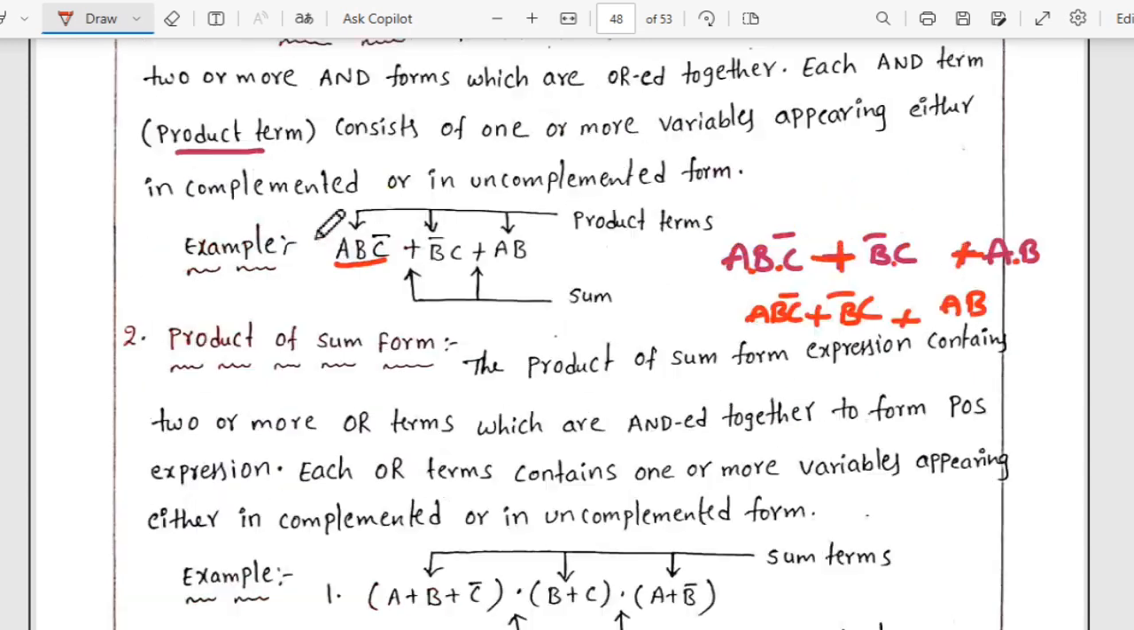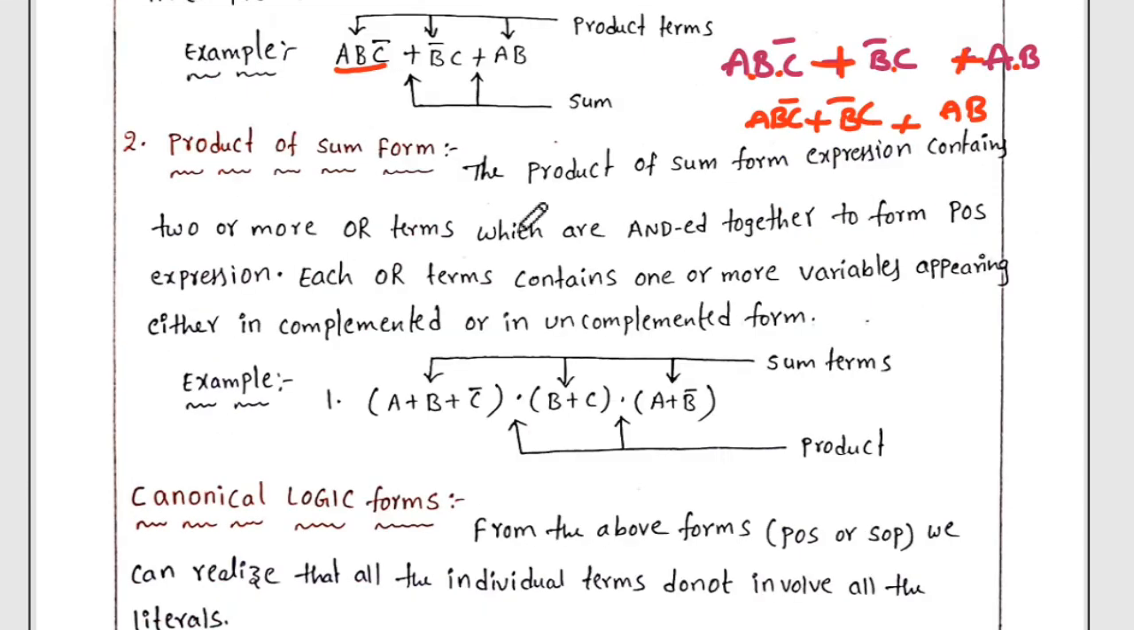Next one is product of sum. The product of sum form expression contains two or more OR terms. So this is an OR term, and these OR terms are ANDed together, which means this is an AND gate. ANDed together to form a POS expression, the product of sum expression.